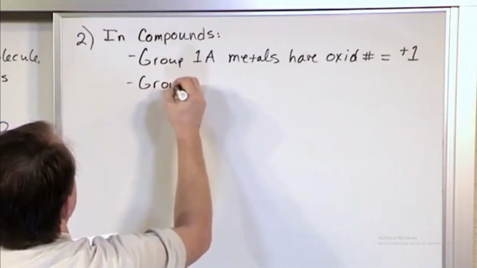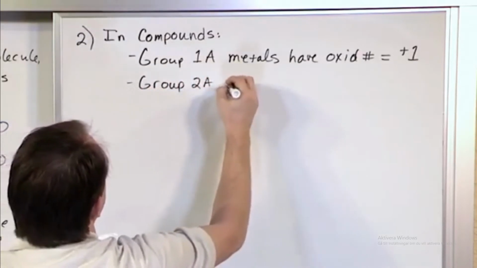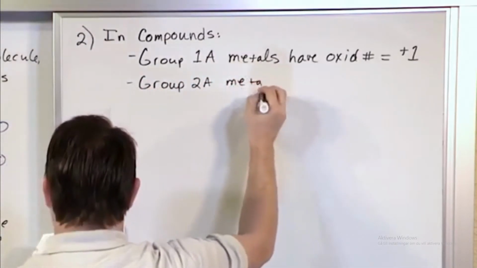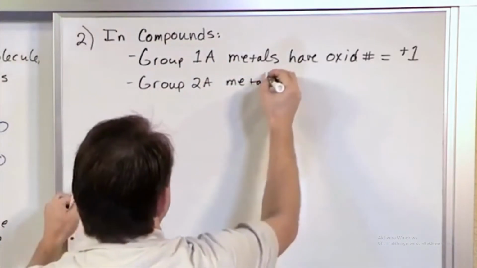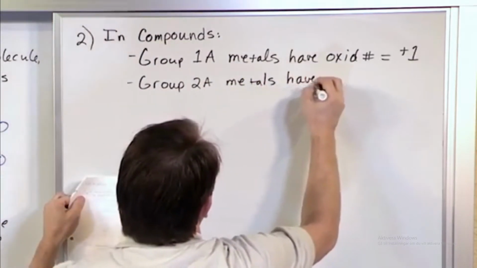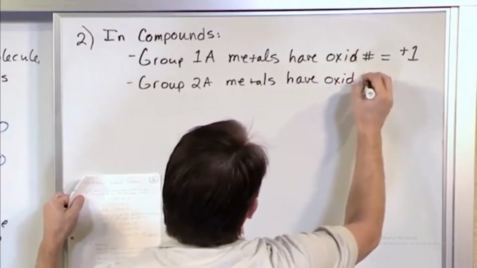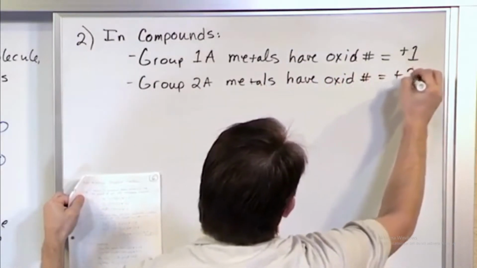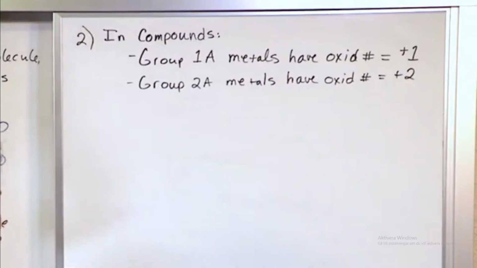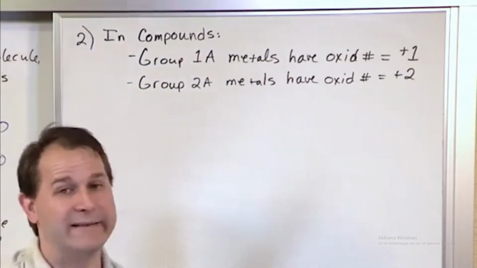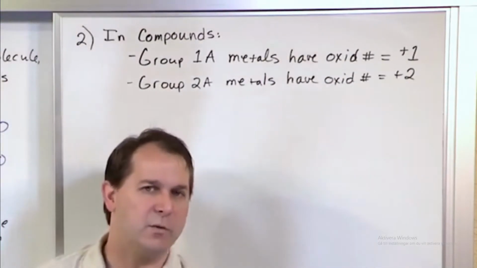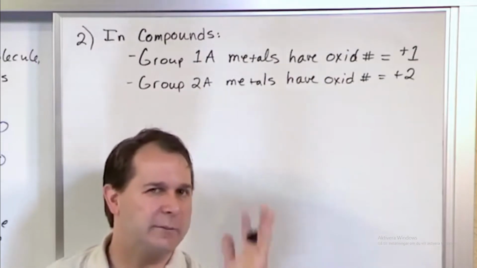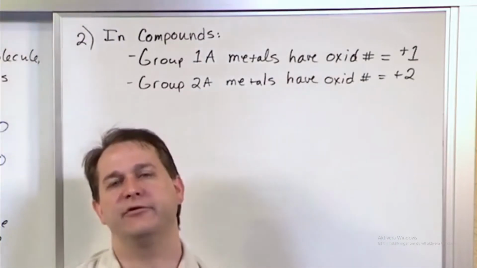Group 2A metals have oxidation numbers of +2. Okay, so that's the column that's right next to the first one. So the first column wants to have charge +1. The second column, the one right next door, wants to always have a charge of +2.